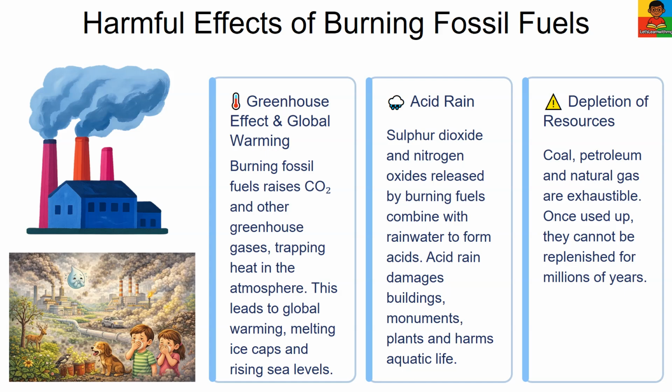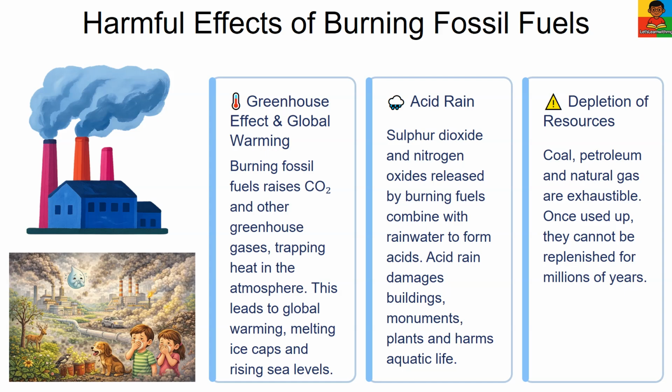Burning fossil fuels raises carbon dioxide and other greenhouse gases, trapping heat in the atmosphere. This leads to global warming, melting ice caps, and rising sea levels. Sulfur dioxide and nitrogen oxides released by burning fuels combine with rainwater to form acids, causing acid rain. Acid rain damages buildings, monuments, plants, and harms aquatic life.